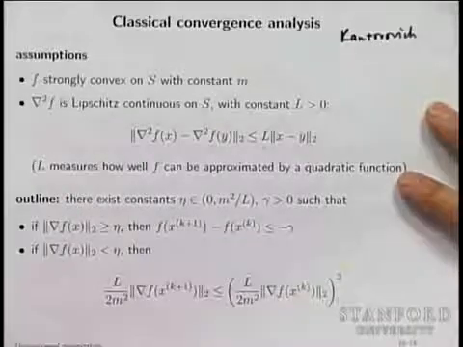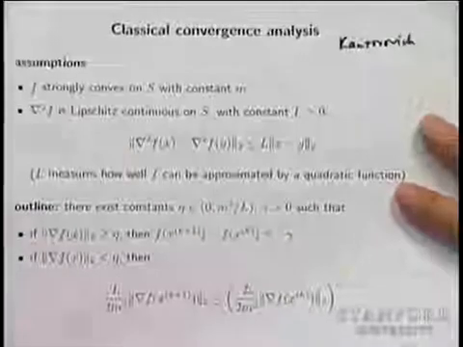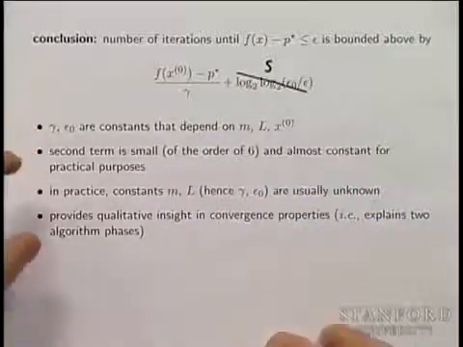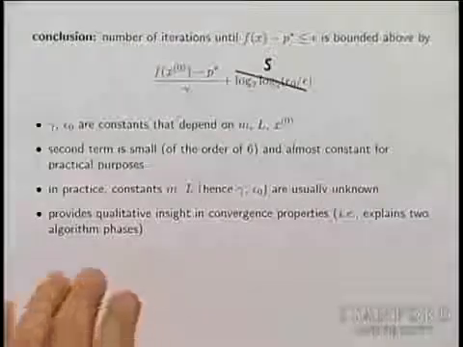That's ridiculous. Right? So, the point there is this is still useful because you will observe sort of a damped phase and then a quadratically convergent phase. So let's look at some examples.